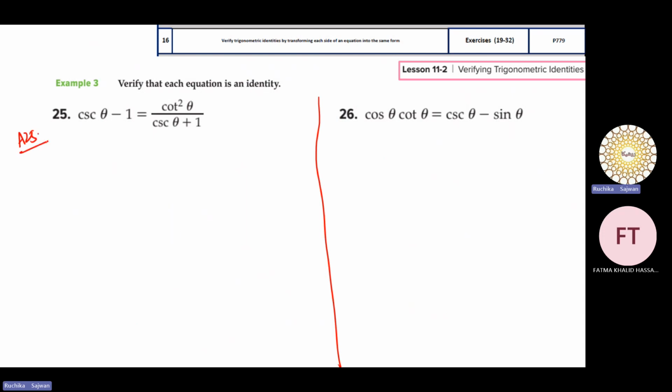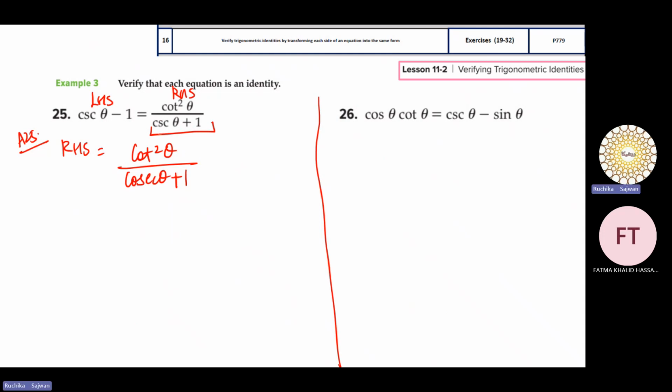Now it's very easy to identify here. This is the left side, and this is the right side. Tell me which one is more tricky, which is more difficult. This one. So we will start from the right side. We will try to simplify the right side and bring it equal to the left side. Okay, so let me write it again. So this is cosecant. Now I want you to think what can be done.